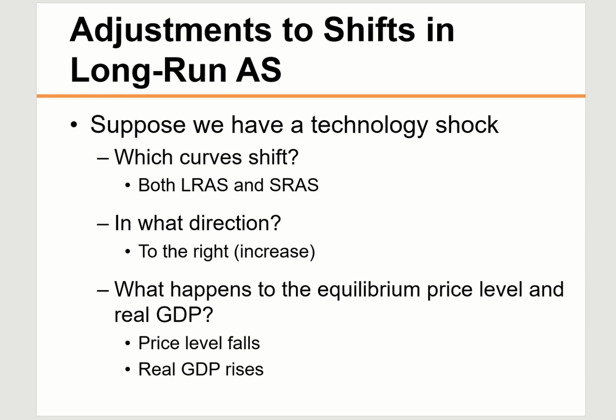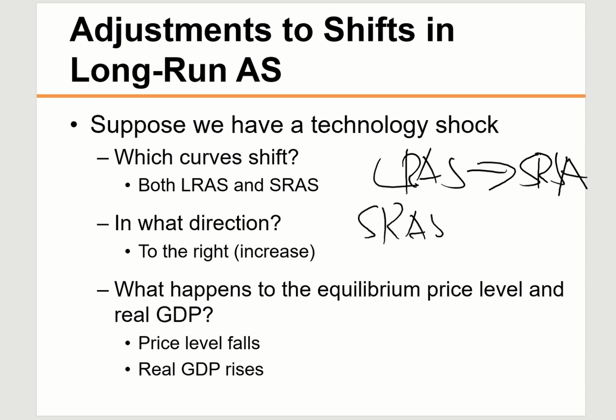So let's suppose we have a technology shock. So something happened to our technology. Now remember, technology, resources, and institutions are all part of your long run aggregate supply curve. So whenever your long run aggregate supply curve shifts, you're going to shift your short run aggregate supply curve too. Okay, so this long run change will lead to a short run change as well. But if your short run changes, it doesn't necessarily mean that your long run will change. Okay, so make sure you know the difference. If your long run is changing, that means for sure the short run is changing. But if the short run is changing, it doesn't mean the long run is changing.